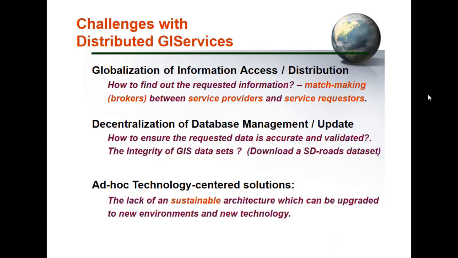Now what are the challenges with these distributed GIS services? The globalization of information access or distribution, that is, how to find the requested information through matchmaking, that is brokers, between service providers and service requesters. Then decentralization of database management or update, and then ad hoc technology-centered solutions.